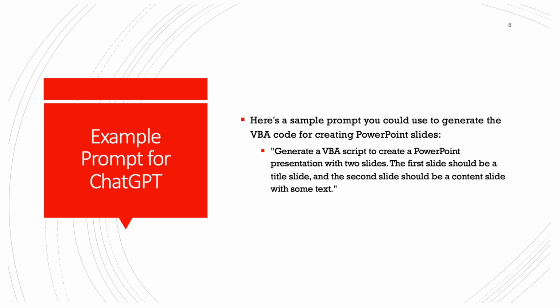For example, you could use a prompt like this: generate a VBA script to create a PowerPoint presentation with 2 slides. The first slide should be a title slide, and the second slide should be a content slide with some text. This prompt is concise, yet specific enough to get the desired results from ChatGPT.